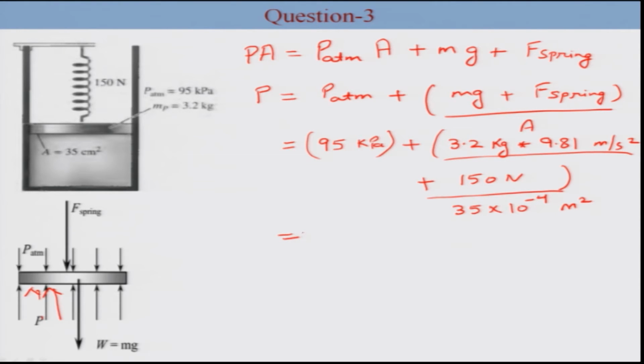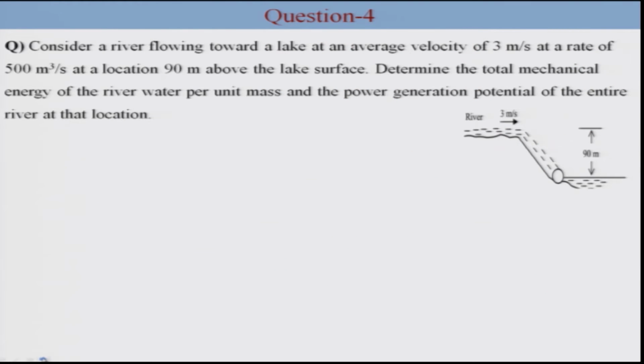So, simplifying this, we convert the units of the second term to kilopascal, then we get 147 kilopascal, because 1 kilopascal is equal to 1000 Newton per meter square. So, this will give a pressure inside the cylinder of 147 kilopascal. Okay. Let us move to the next problem.